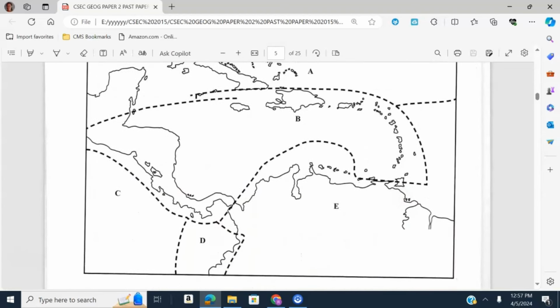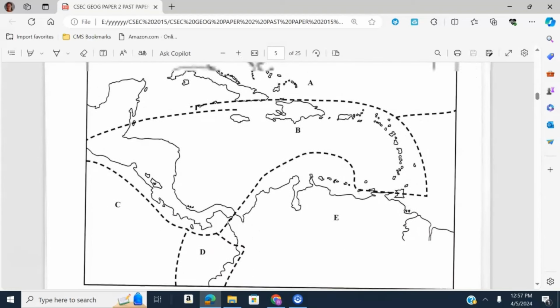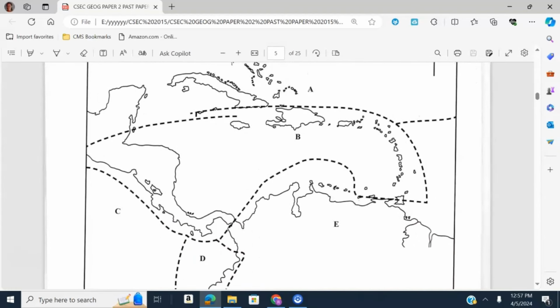So this is how they're labeled here. At A, which is here, we have the North American plate. At B, which is right here, all of this here is known as the Caribbean plate. At C, we have the Caucasus plate. At D, we have the Nazca plate. And at E, we have the South American plate.